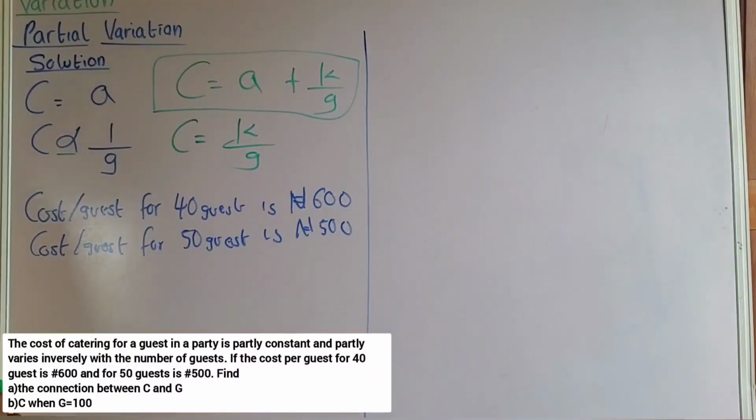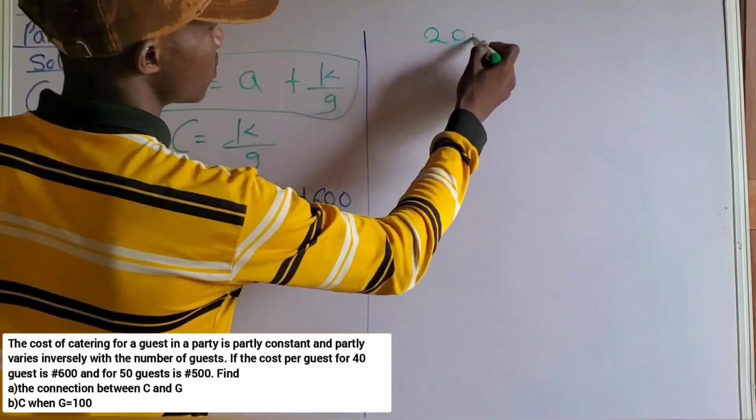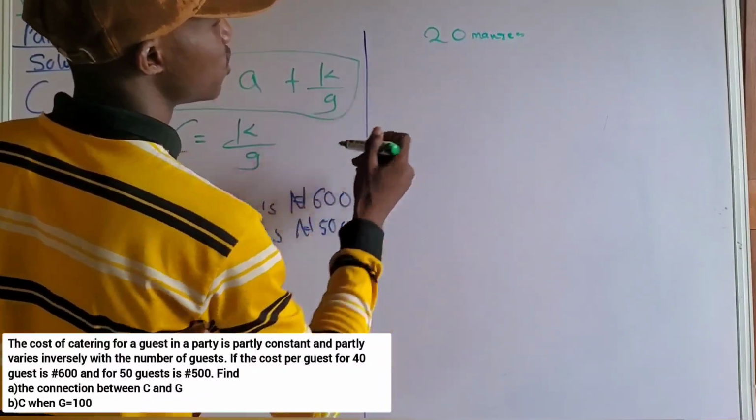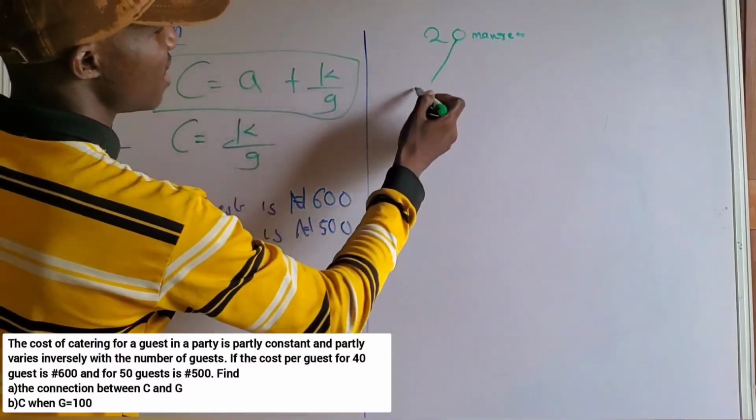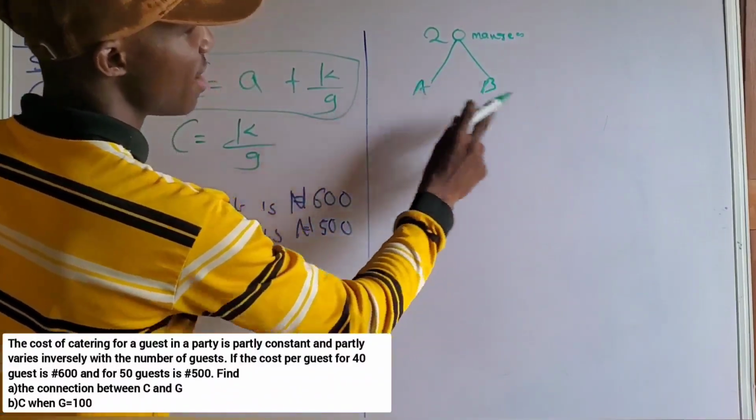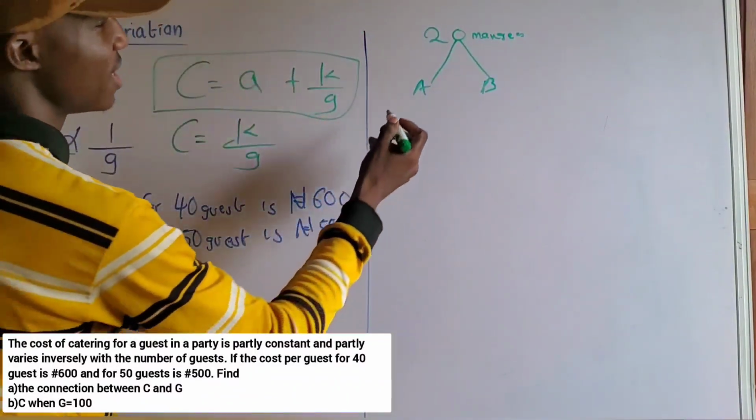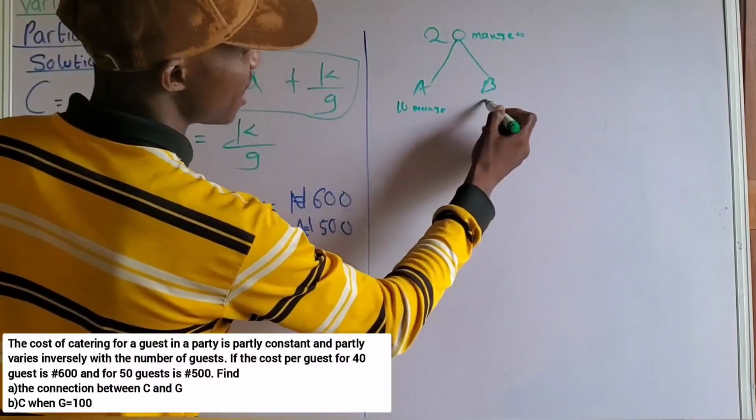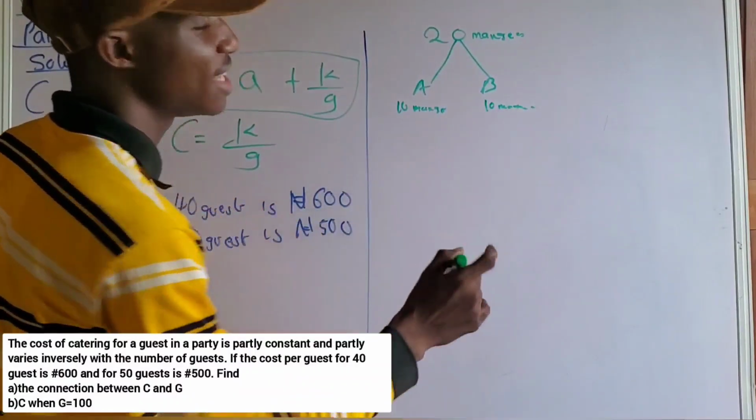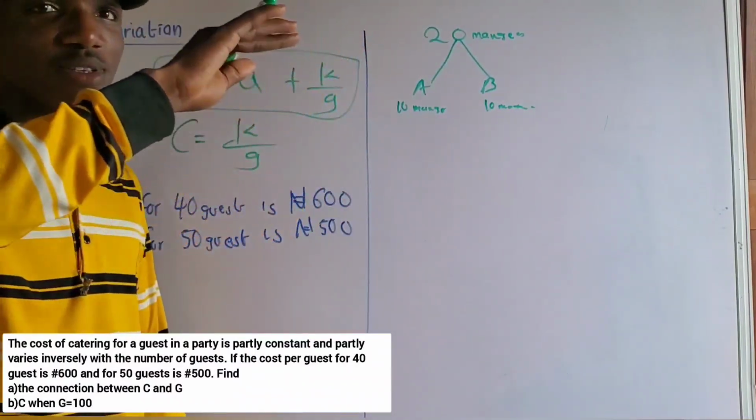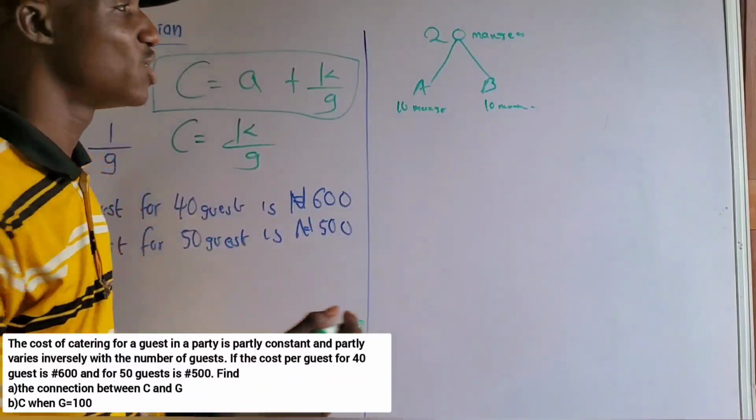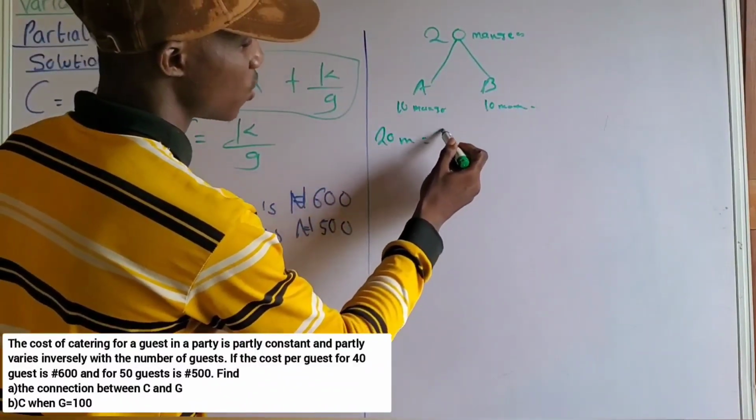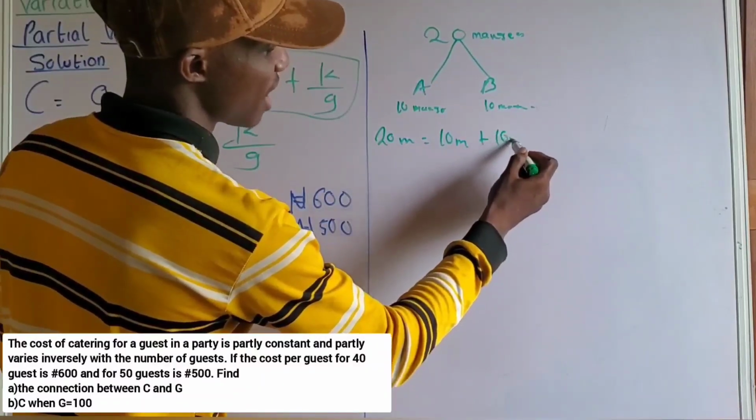Are you getting it? Let me use another example. Let's say you share 20 mangoes between two people, between A and B. Now, you gave A 10 mangoes. Then you gave B as well 10 mangoes. If you want to write a single expression for the total number of mangoes that you share, you are going to have 20 mangoes equals 10 mangoes plus what? Plus 10 mangoes, right?